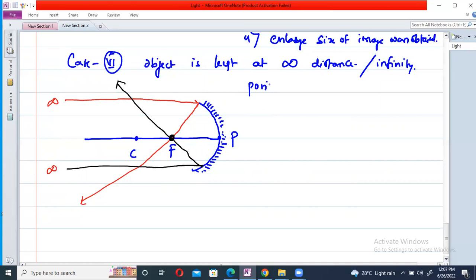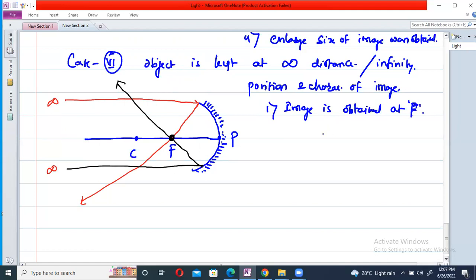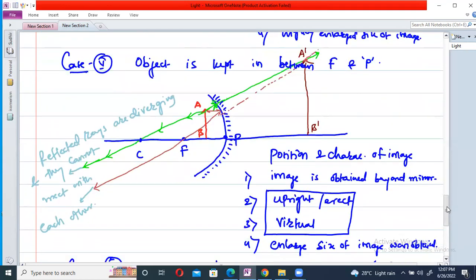So in this case, what to say about the position and characteristics of the image? The image is obtained at F, focus F. How is the image? Obviously, whatever image we are getting here, see, if we keep the object beyond C, inverted; at C, inverted; in between C to F, inverted, right? In between F to P, we got an erect image.